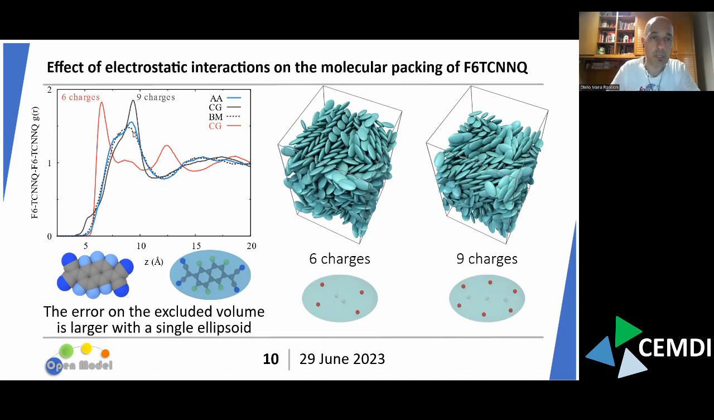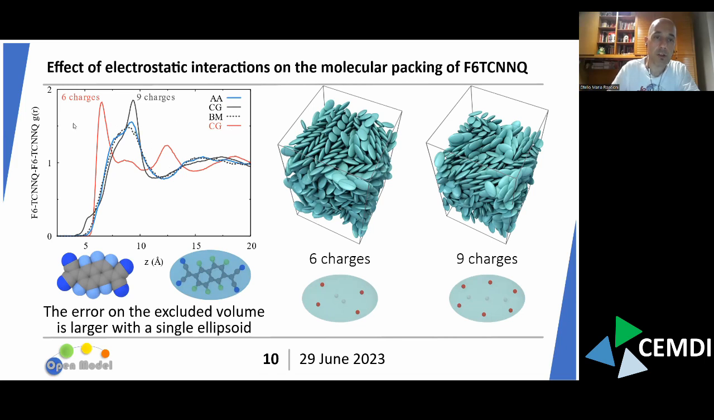So just to navigate this plot together, the reference would be this blue line. This is the radial distribution function from an atomistic simulation. So the solid dark line is the one obtained with the coarse grain model and 9 charges, and you see the position of the peaks quite matches that of the atomistic model.